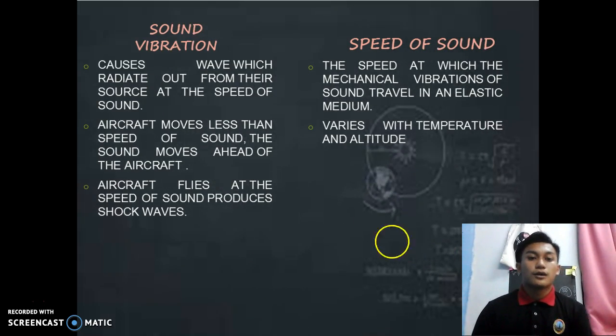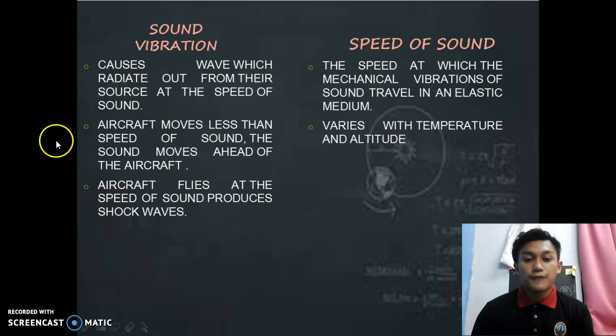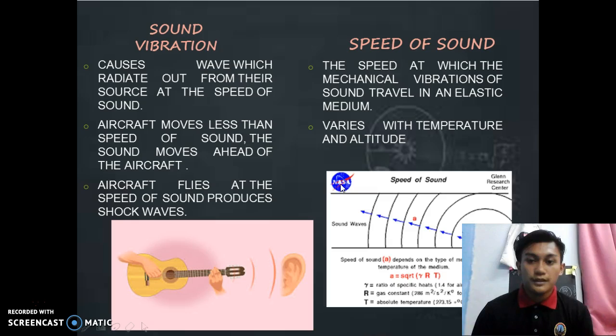Sound vibrations cause waves which radiate out from their source, at the speed of sound. When an aircraft moves slower than the speed of sound, the sound moves ahead of the craft. As you can see, the aircraft is moving slower than the speed of sound. When an aircraft flies at the speed of sound, it creates a shock wave. Speed of sound is the speed at which the mechanical vibration of sound travels in an elastic medium, and it varies with temperature and altitude. As you can see in the figure here.